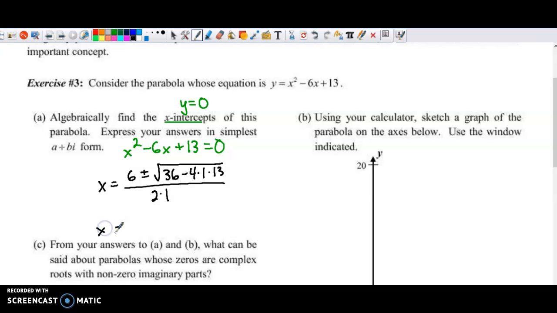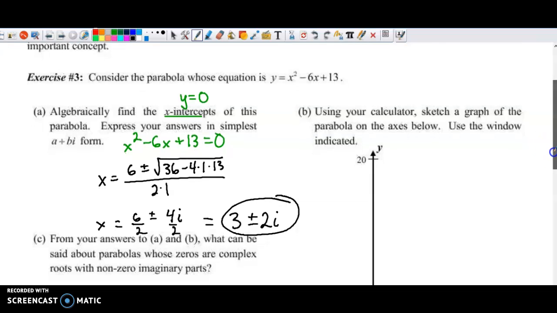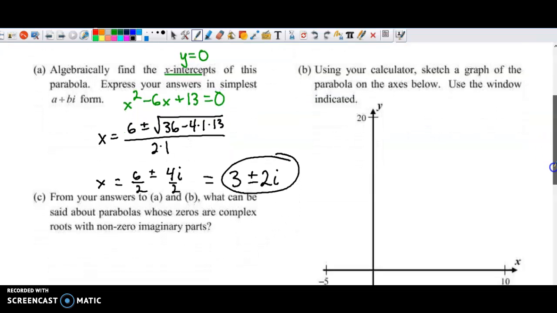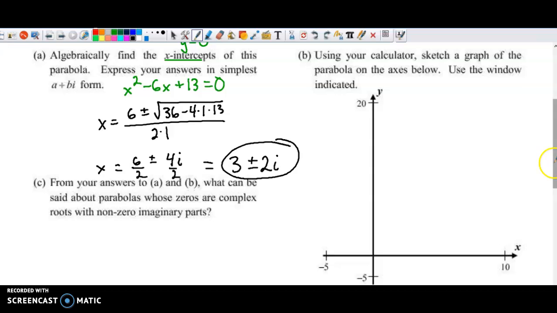Which I know that the square root of 16 is 4. But because of the negative 16, it's got to be i. And then instead of having all over 2, I actually prefer dividing each piece by 2. So 3 plus 2i and 3 minus 2i. Just dividing whole numbers with whole numbers. So algebraically, that doesn't make a whole lot of sense because we don't have an imaginary axis on this graph.